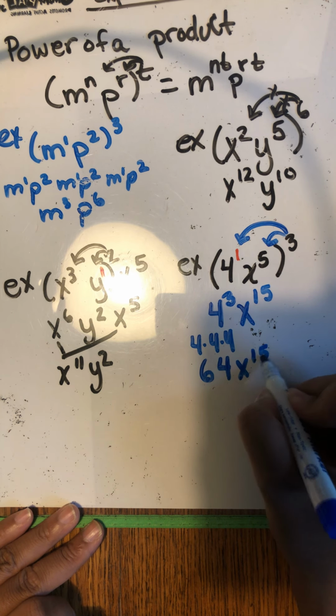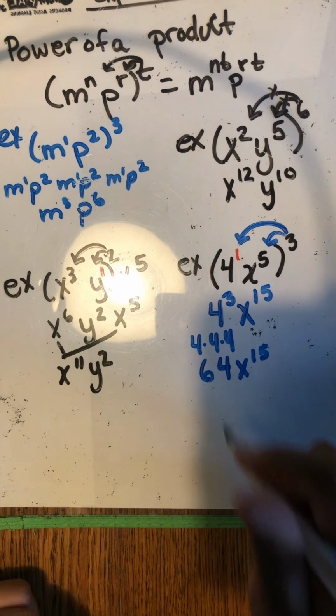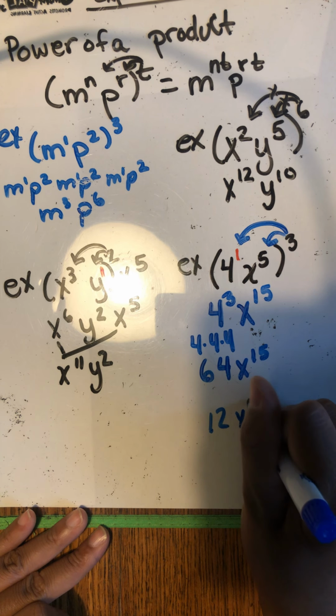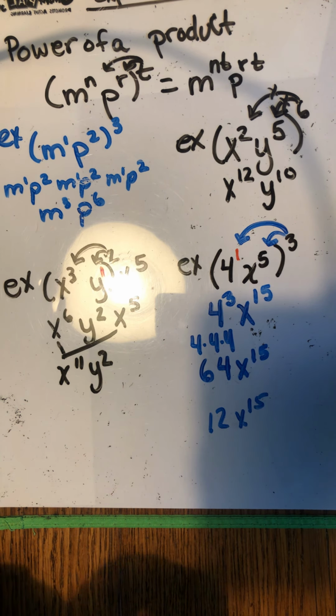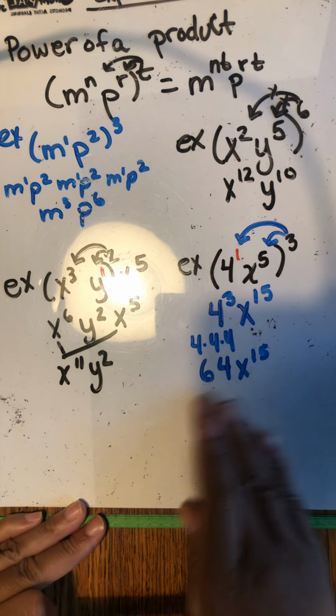And if you're thinking, oh, I was really close, I was 12, I got 12x to the 15th. Would you rather have $12 or $64? There's the big difference. So please make sure you're doing that correctly.